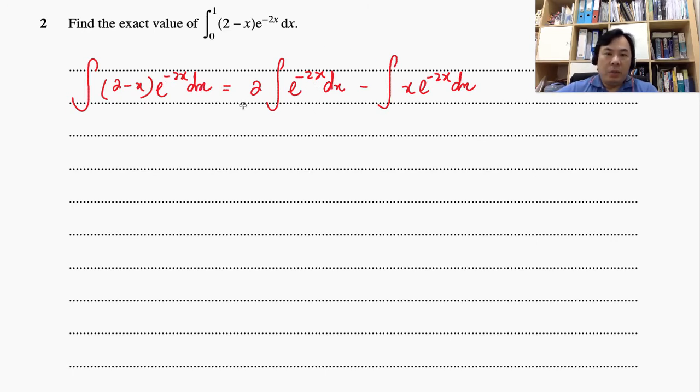Now, at least to a certain extent, I know how to integrate this. I know how to integrate this. This is quite simple to integrate, right? Now, that is basically negative e^(-2x), like this.